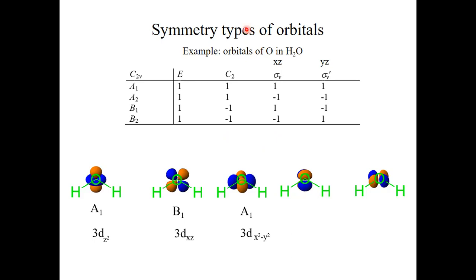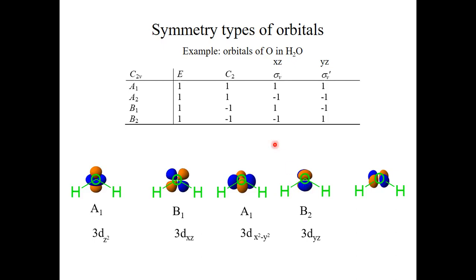Okay. B2, yes, that's correct. B2. Why is it B2? Well, again, as you see, C2 actually changes the algebraic sign. It moves this blue lobe here to the front and this orange lobe here to the back, and that blue lobe here to the back and this orange one here to the front.